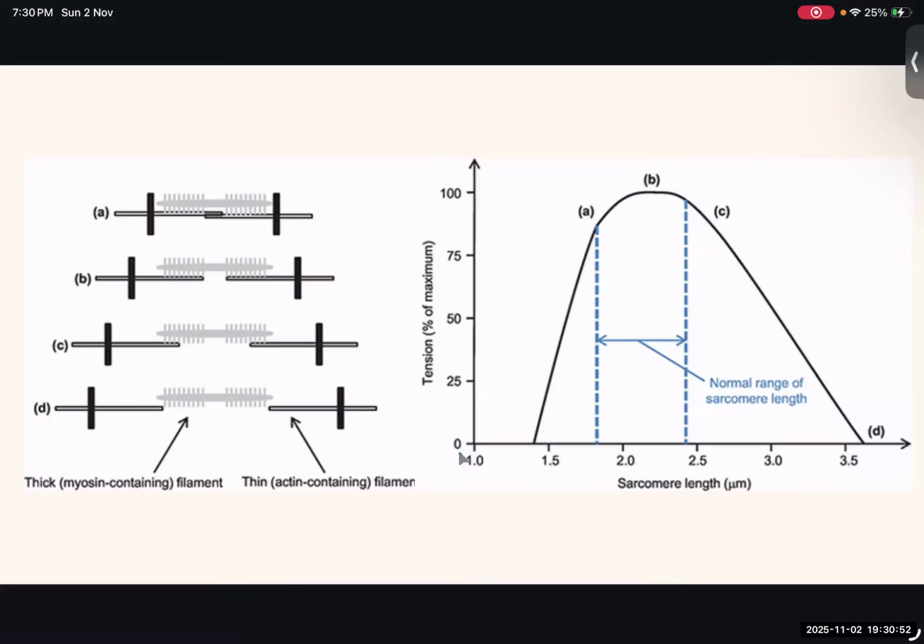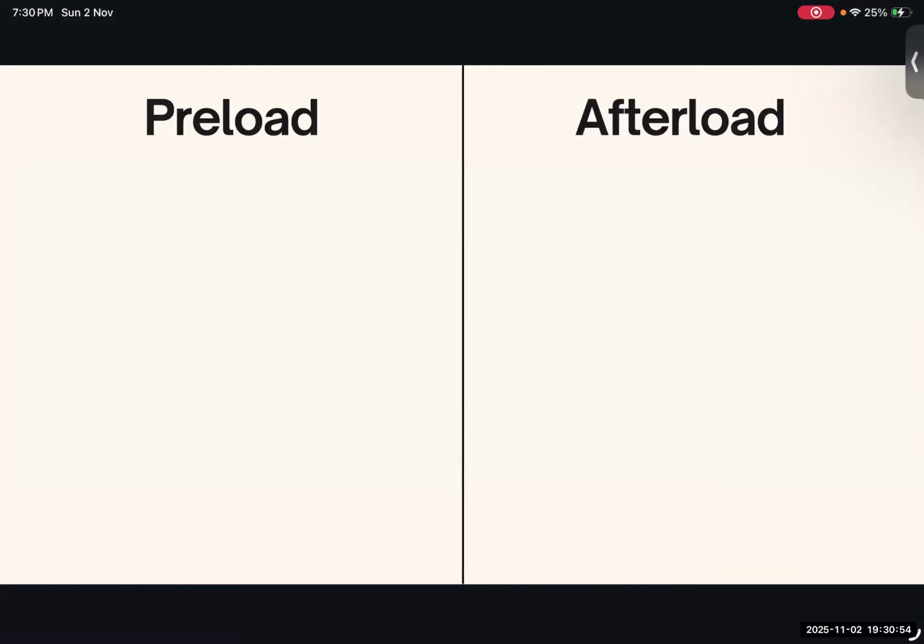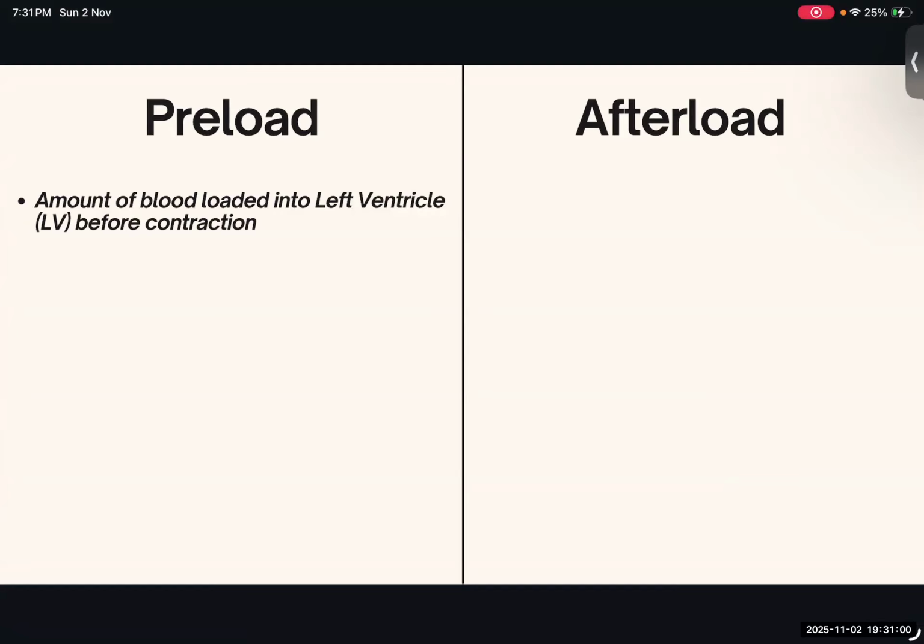Okay. So let's talk about preload and afterload. How does that relate to preload? So preload, we can think of it very simply as the amount of blood loaded into the left ventricle before contraction. And it's in the name, preload, right? We're going to put more load at the start or before we contract.